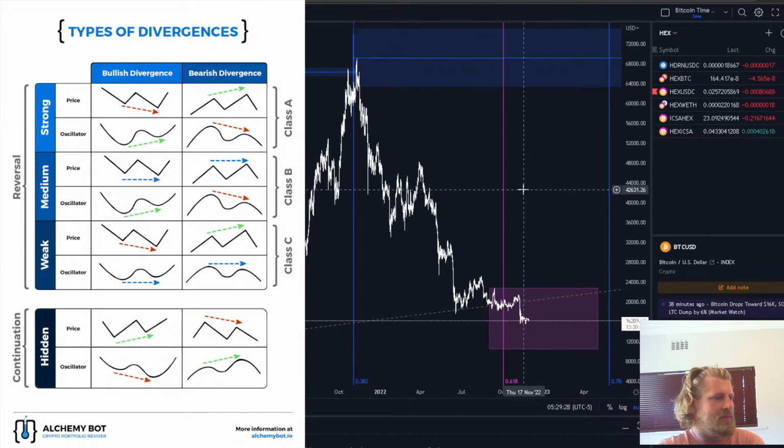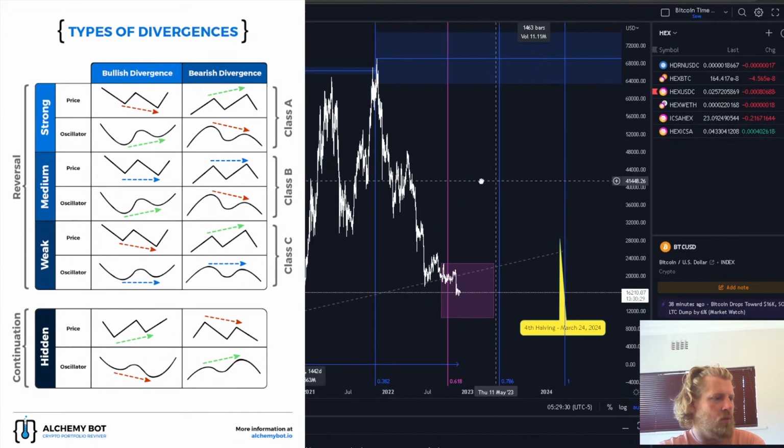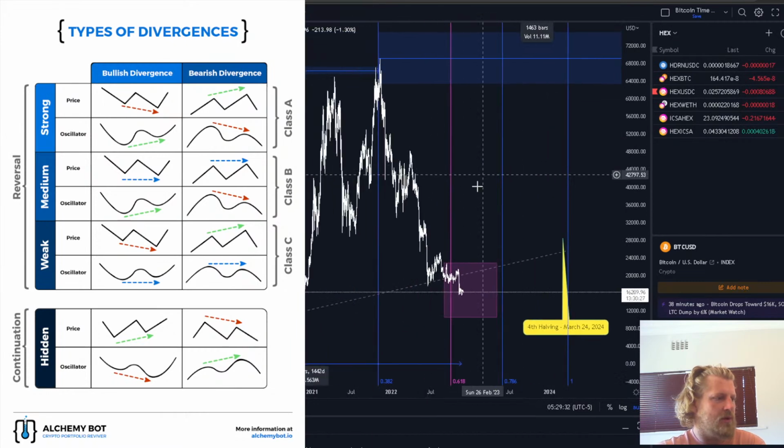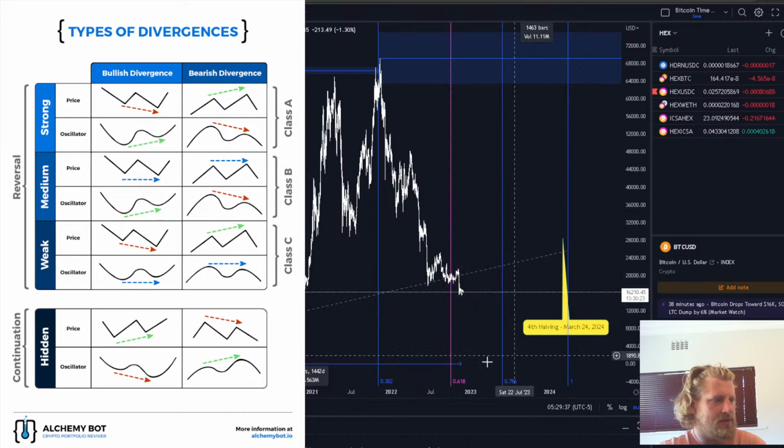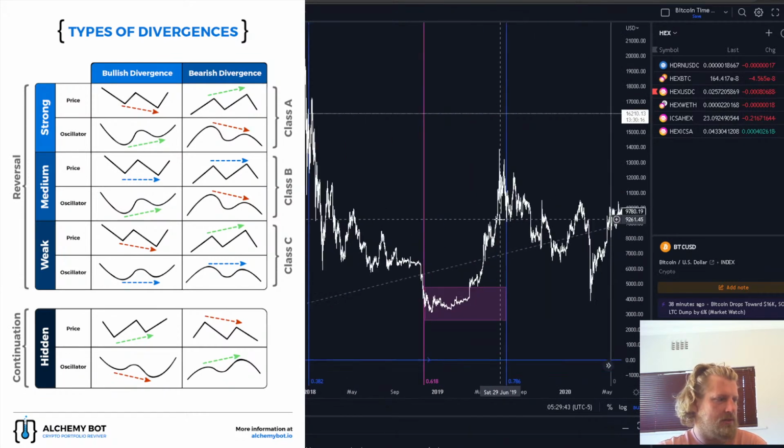So we're pretty much in the area where crypto tends to bottom, right? It bottoms between the 61.8 and the 78.6 level. This is the 61.8, the golden ratio, and the 78.6 level. We can just go to previous bull markets.